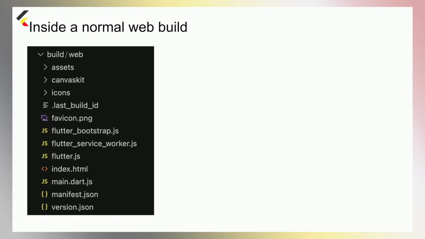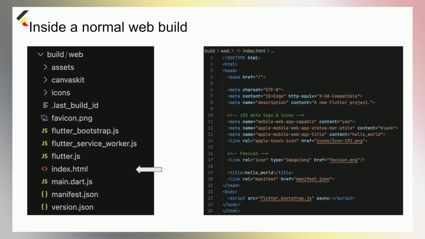Some of them are already present in the web directory. Others are generated on the spot. So let's initially start looking at the index file. This is what we open in the browser. And most of this here is related to our web page. Only a small part of this is actually our Flutter app.